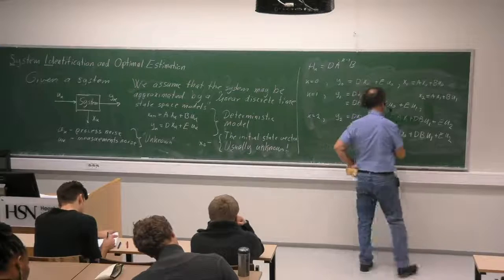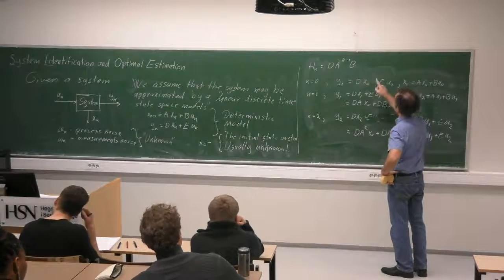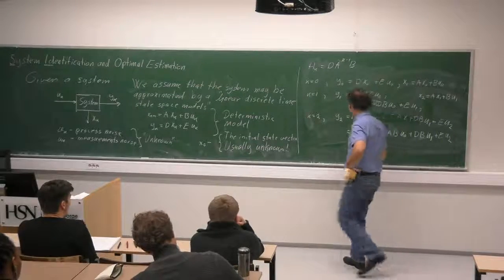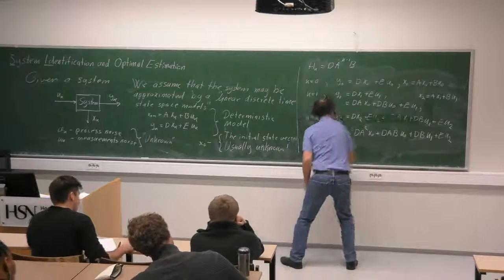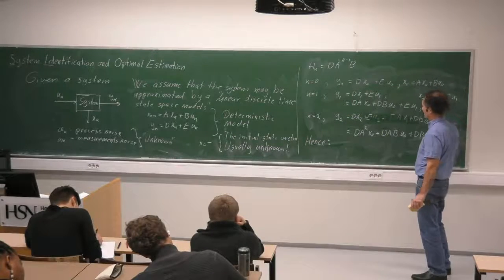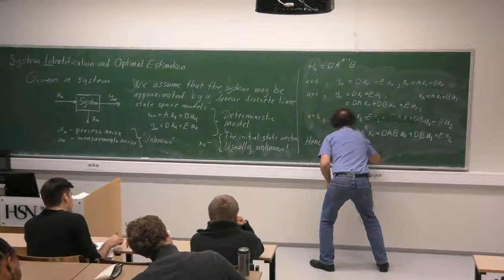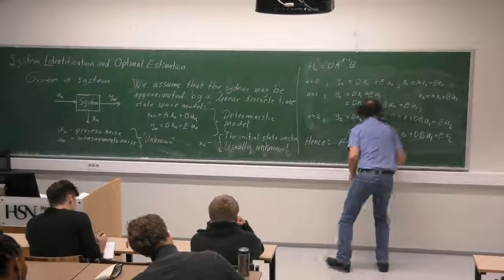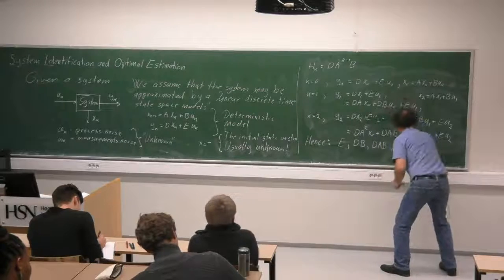So we see that D B, D A B, are the same as in this equation. So hence, this means that also E is in fact an impulse response matrix. So E, the products D B, D A B, etc. are impulse response matrices.